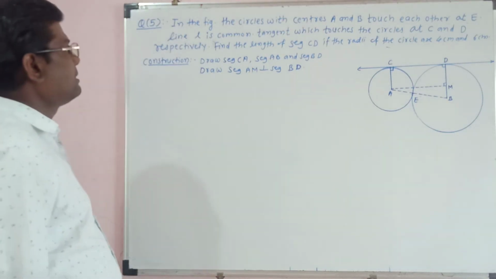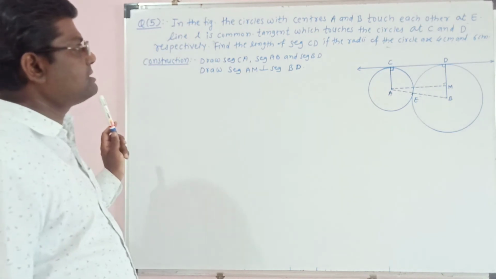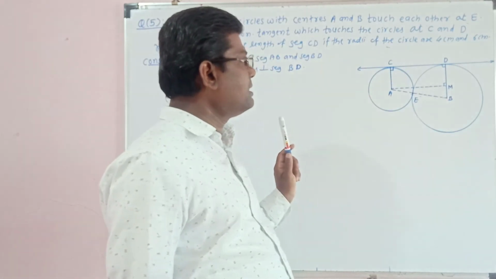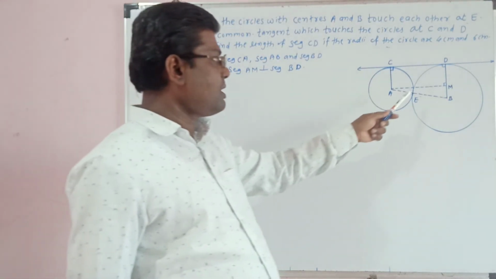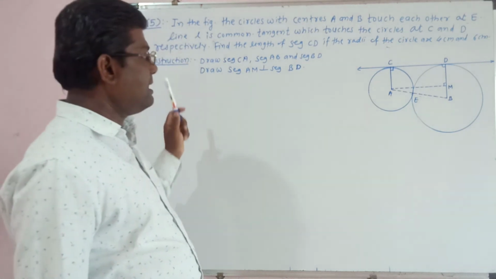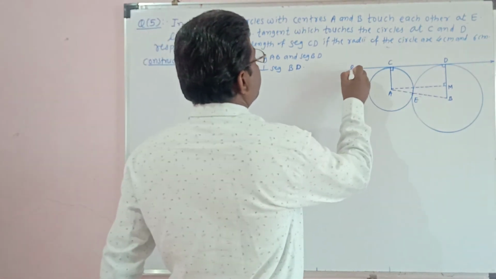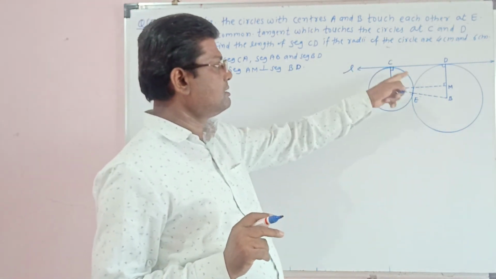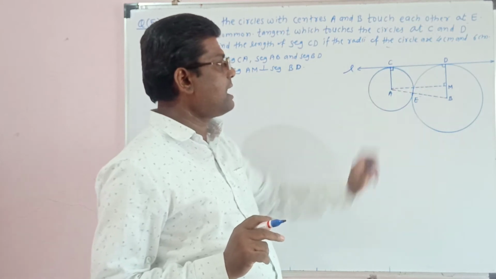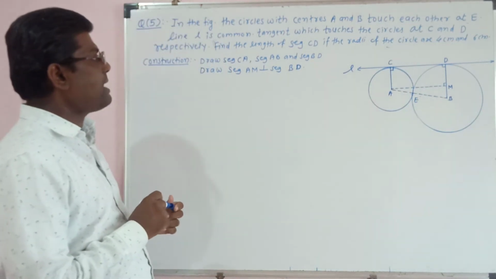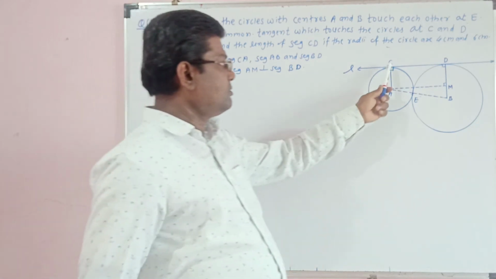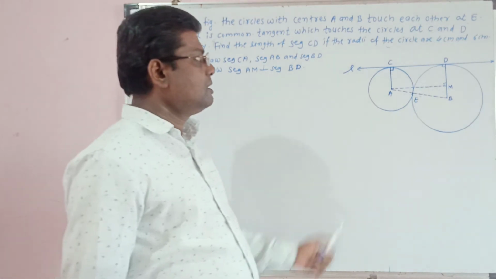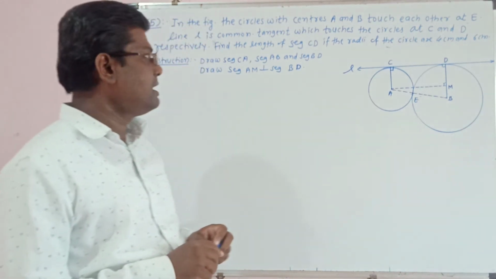Question number 5. In the figure, circles with centers A and B touch each other at point E. This line L is a common tangent which touches the circles at C and D respectively. Find the length of CD if the radii of the circles are 4 cm and 6 cm.